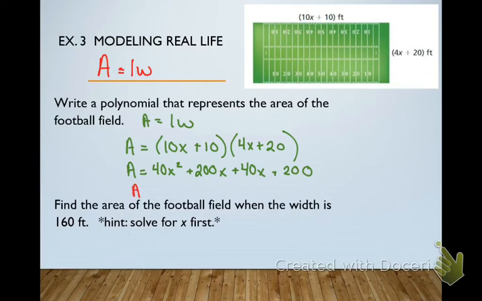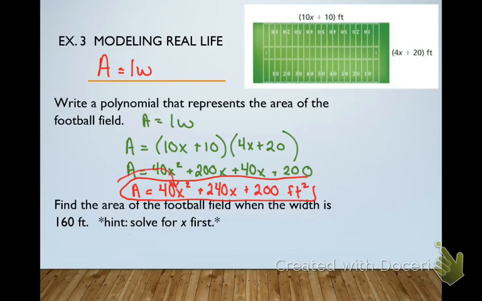Okay. Not 200 and 200, but 240. Okay, so 40x squared, bring it down, plus 240x plus 200. And then we say feet squared. You say, well, Ms. Kinder, that didn't really tell me a whole lot, right? That doesn't really tell me how many square feet. Here's why. You don't know what x equals. You don't know what it equals. So if you don't know what it equals, how can you actually find the true area?